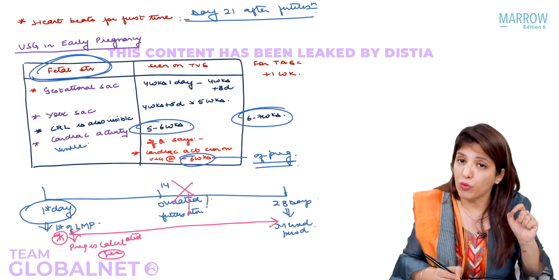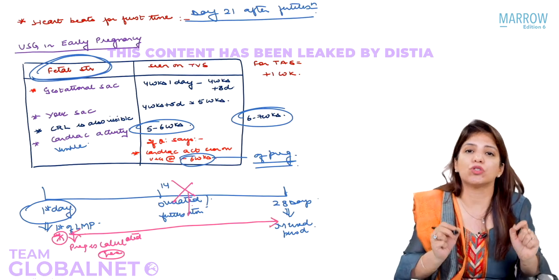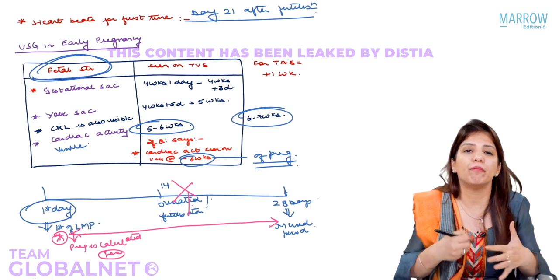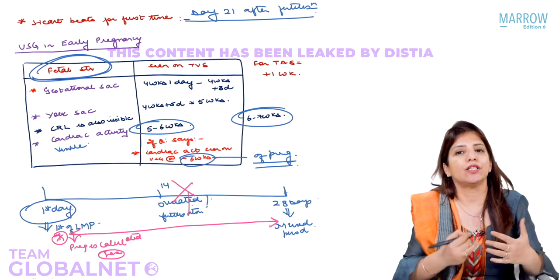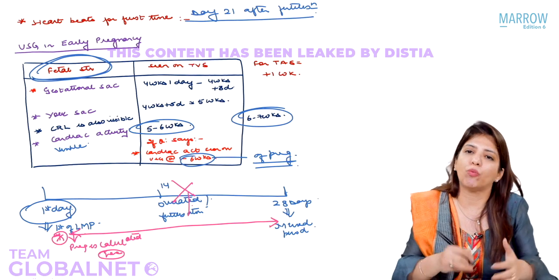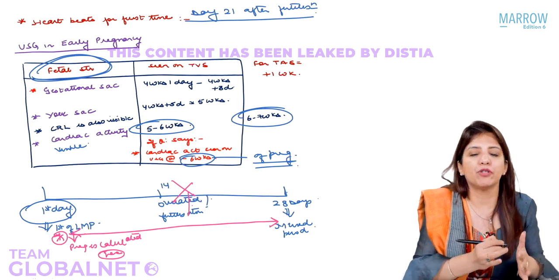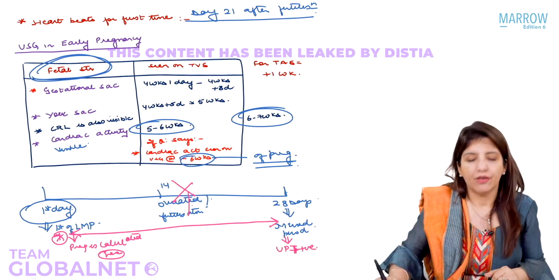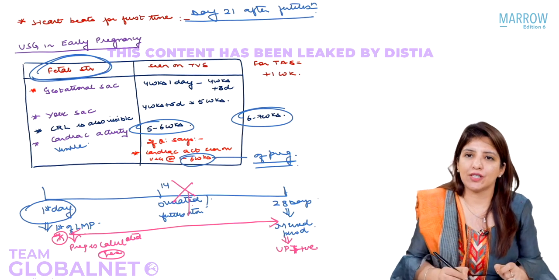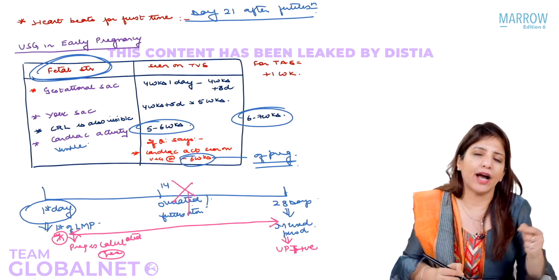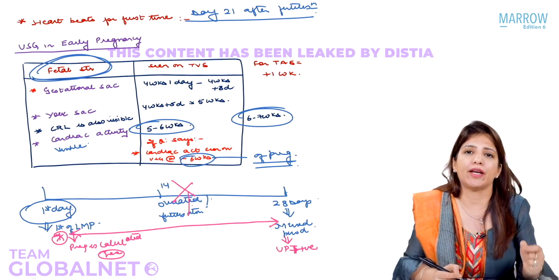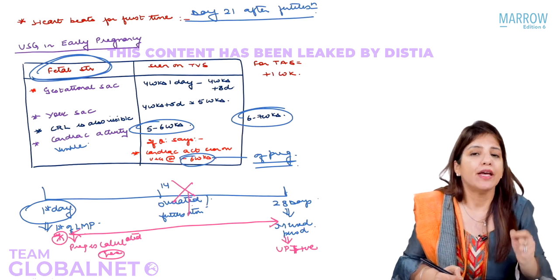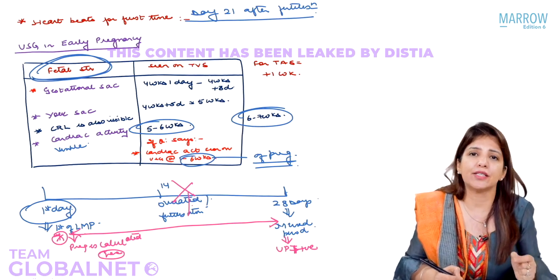Which also means that if suppose there is a female who has become pregnant and she did her urine pregnancy test on the very day when she had a missed period, right? And her urine pregnancy test comes out to be positive. Right? So, if she comes to me and says, doctor, I missed my period today, I did a UPT and my urine pregnancy test has come out to be positive. Tell me how many weeks pregnant I am.